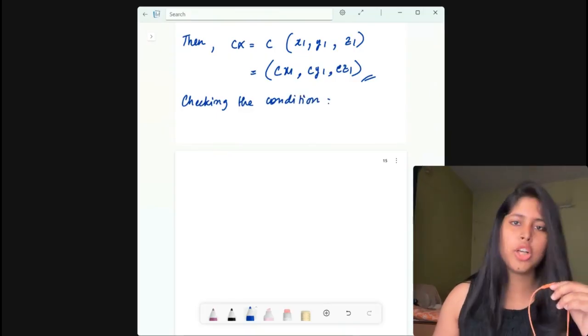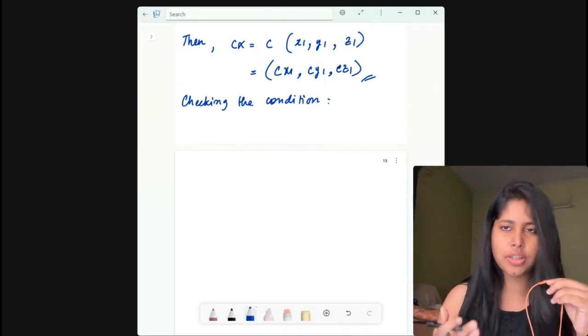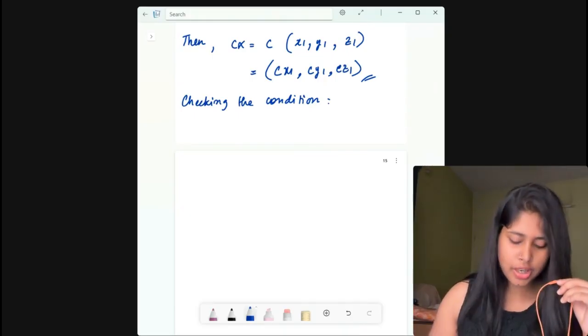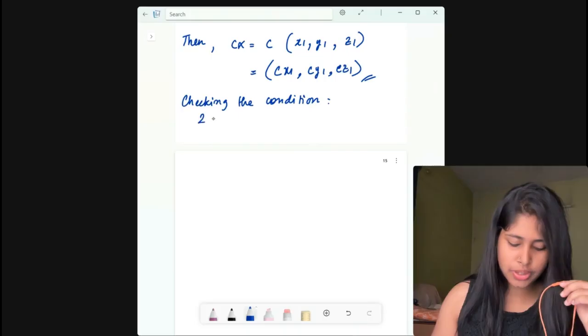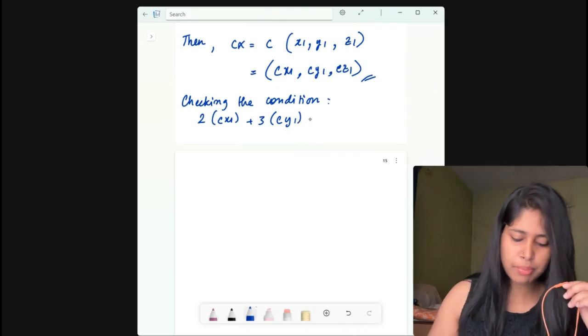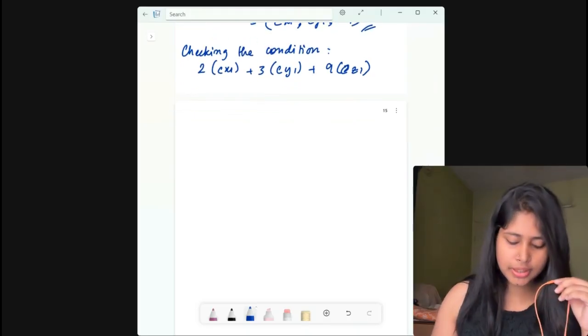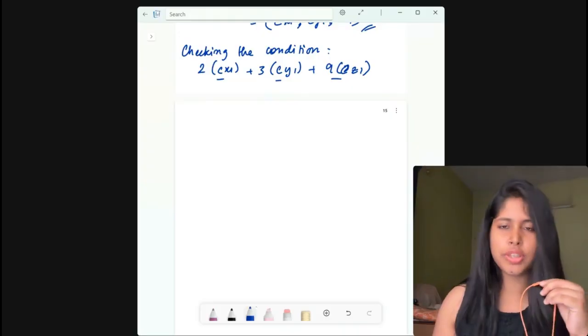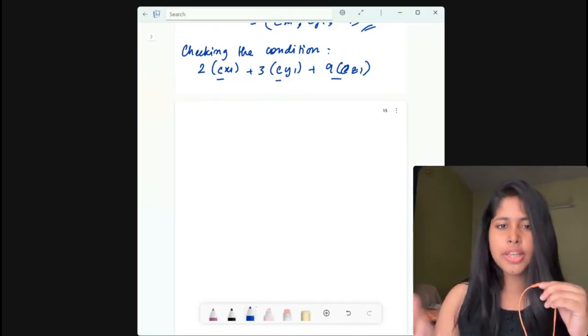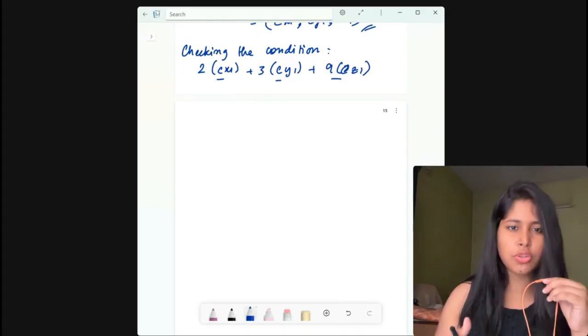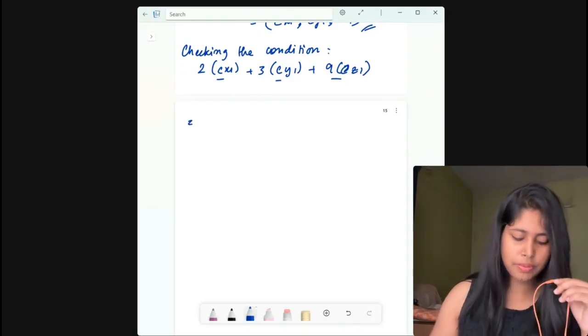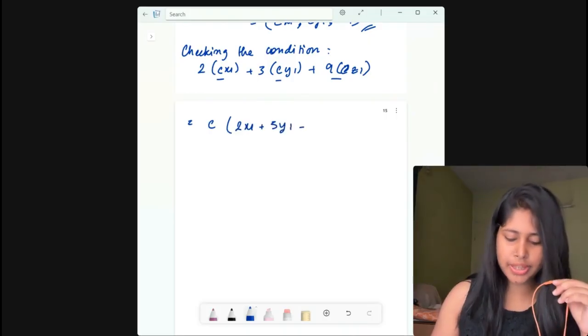The condition is what? 2x, 2x plus 3y, 2x plus 3y plus 9z, right? Now let me write it: 2 into cx1 plus 3 into cy1 plus 9 into cz1. Now from here you can see that in these three terms we have c in common. If I factor out c, what are we left with? We are left with c into 2x1 plus 3y1 plus 9z1.